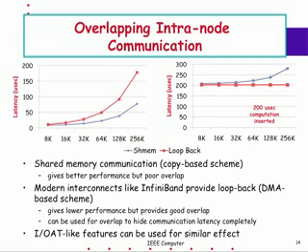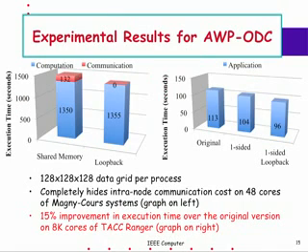The shared memory communication is a copy-based scheme which gives better performance but poor overlap. However, modern interconnects like InfiniBand, which provide loopback, are primarily DMA-based schemes, so they give lower performance, but they also provide very good overlap. This can be used for overlap to hide communication latency completely. And also, platforms that have IOAT can be used to obtain a similar effect.